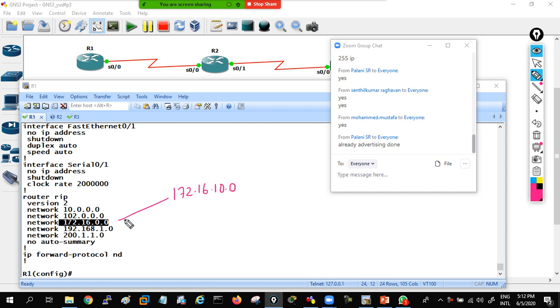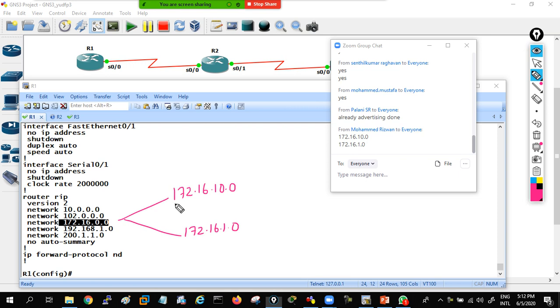172.16.10 and we configured one more, 172.16.1. Everybody understand this? But what RIP does, it has taken as a summarized network. It summarizes automatically. In the configuration, it will show you as 172.16. That's why I said in the down, no auto summary.